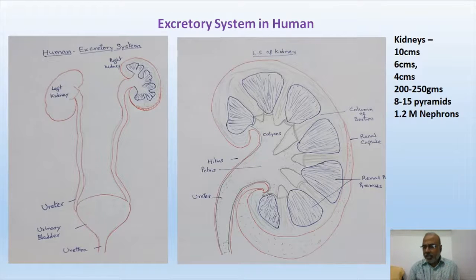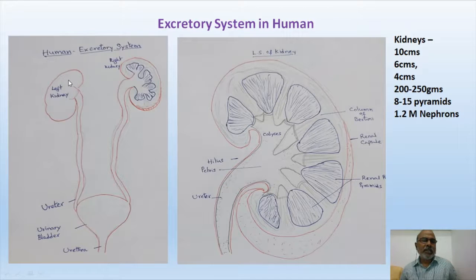If you see the left diagram here, there are two kidneys, a pair of kidneys. This is the right kidney, and this is the left kidney. Wrongly, here it is written as left kidney, but this is the right kidney. The right kidney is smaller, the left kidney is larger, so kidneys are slightly asymmetrical.